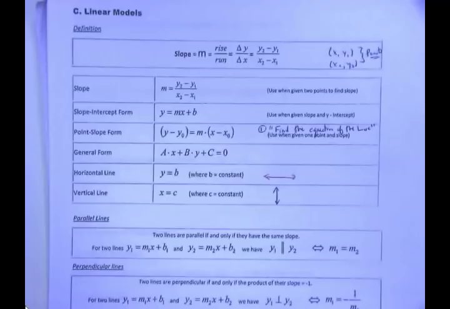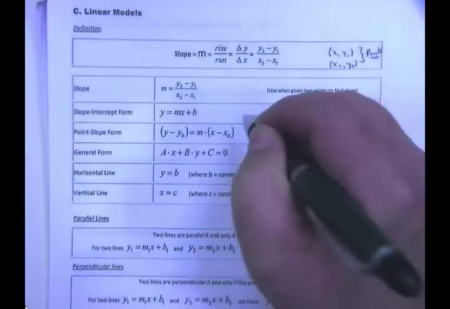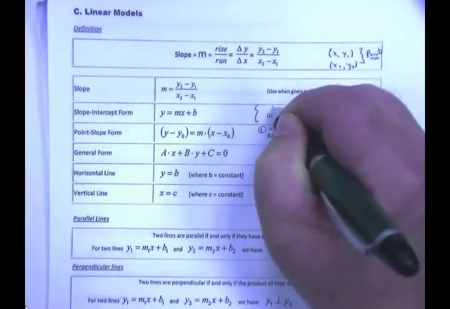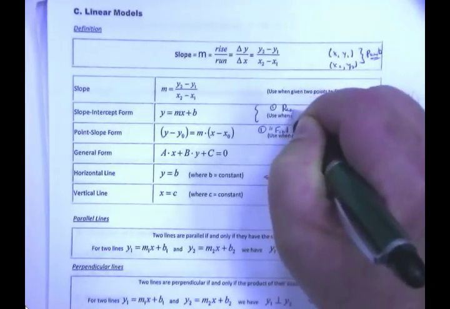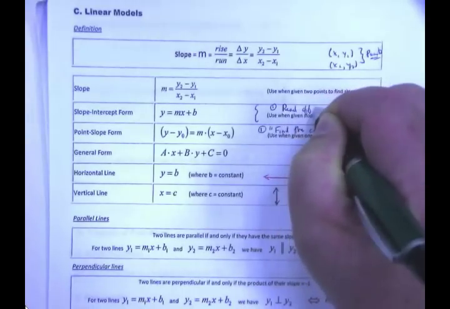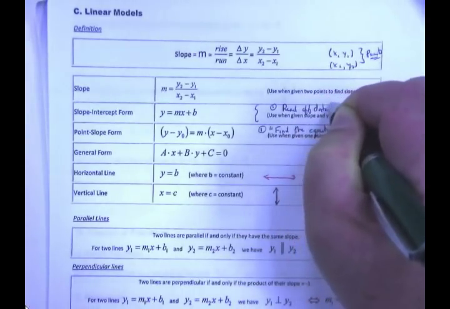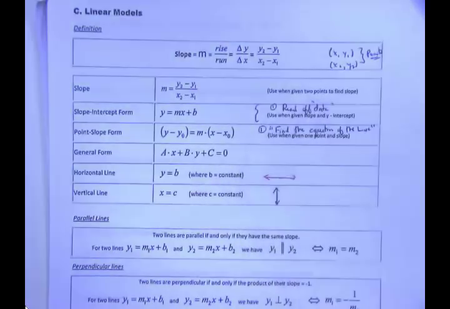slope-intercept form. It has two purposes in life. Number one, it is used to read off data. That's its number one purpose. I give you the equation: y equals 3x plus 2. What's the slope? 3. What's the y-intercept? 2. You read off data.